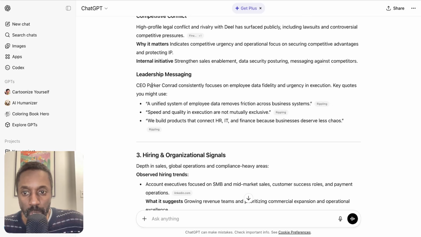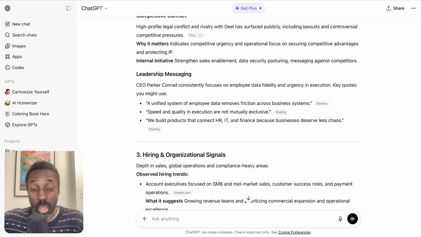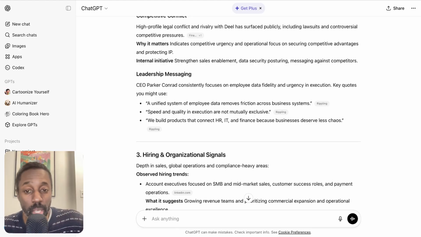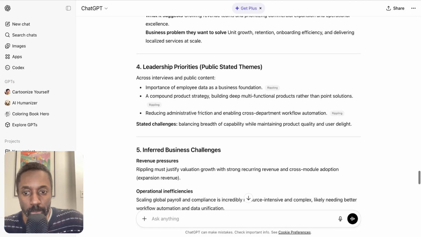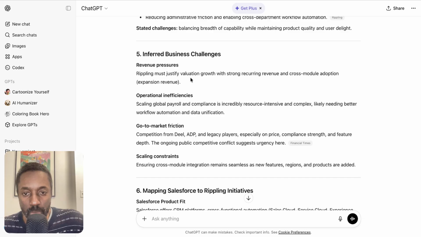Basic stuff. Oh, we have a name here. CEO Parker Conrad, constantly focused on employee data, fidelity, and urgency and expansion. Quotes here, right? A unified system of employee data removes friction, speed and quality, and excellence. So you can use this kind of quotes when you reach out to the person in Rippling, VP of sales or the head of enablement, revenue, RevOps, where it may be, right? What else you have here? Inferred pressures. Rippling must justify valuation growth with strong recurring revenue. I guess it's trying to mean like now they got a good valuation, they need to prove why the valuation was legit.